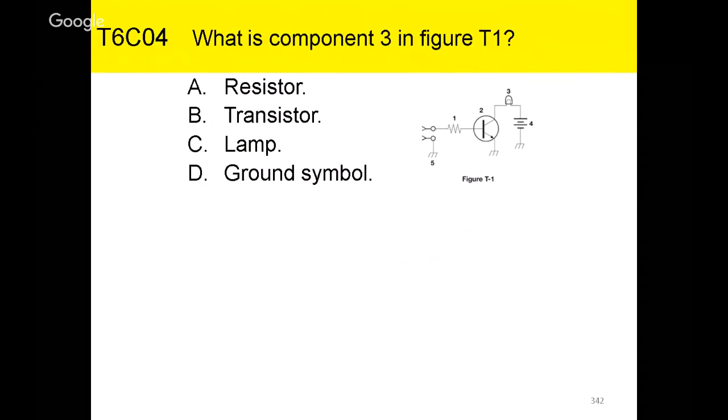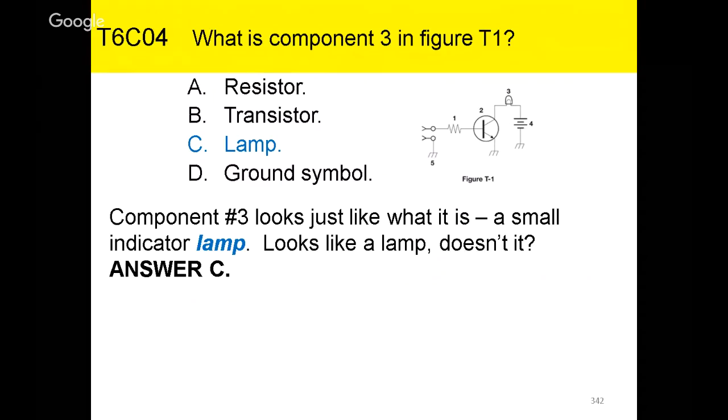So what is component 3 in figure T1? We just pretty much talked about that. Number 3 is a symbol for a lamp. So if you answered C, you are correct. It looks like a lamp, doesn't it? Yeah, it sure does.